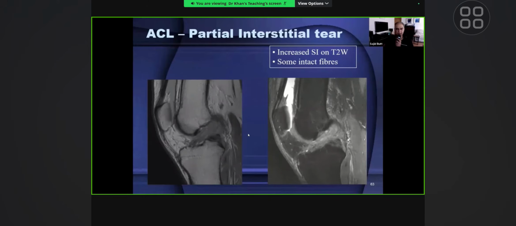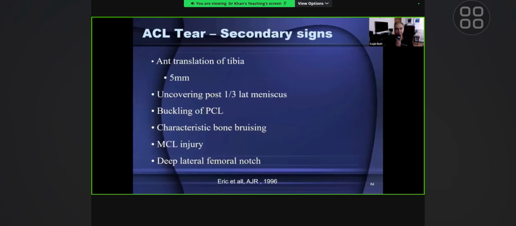History is very typical. They have had some injury and they have got pain. So you can have a sprain of the ligament, and then with time it will settle and the sprained ligament will end up showing some type of scarring. When you get a tear of the ACL, you will end up with some secondary signs.